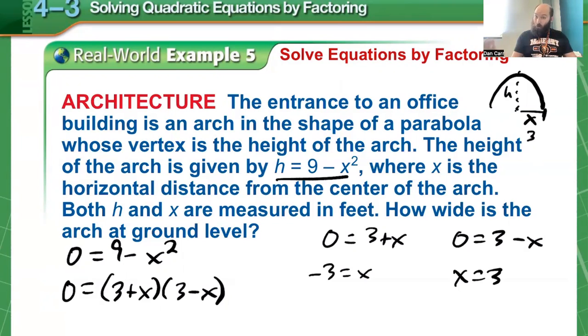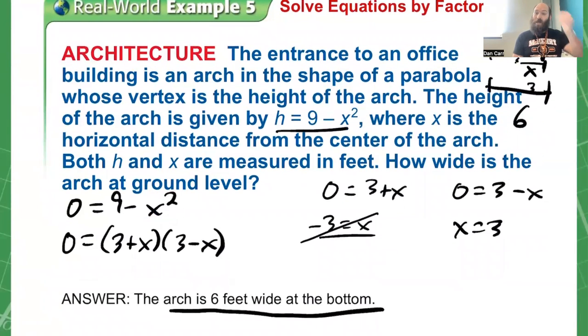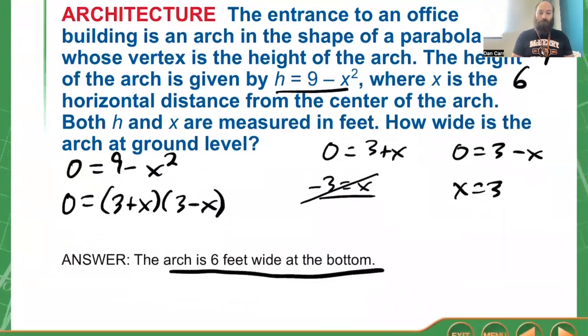But if we're talking about the whole arch, and sorry, I should mention, again, just like before, -3 doesn't have a realistic idea in terms of our quadratics here. We don't care about the negative sign because that's just telling me that I'm going in the negative direction, which is kind of helpful, but it's more important that we just say that it's 3 away from the center. But it also means it's 3 away this way. So the total width is 6, and that's my answer. The arch is 6 feet wide at the bottom, because we can go 3 and 3 from the center.